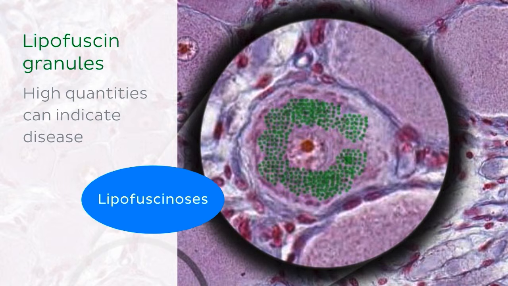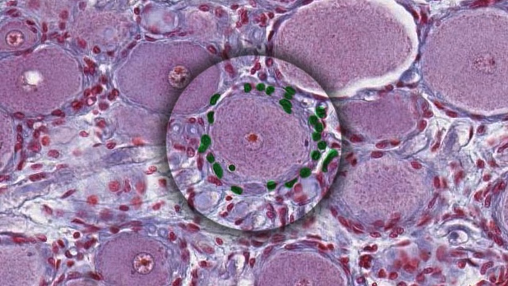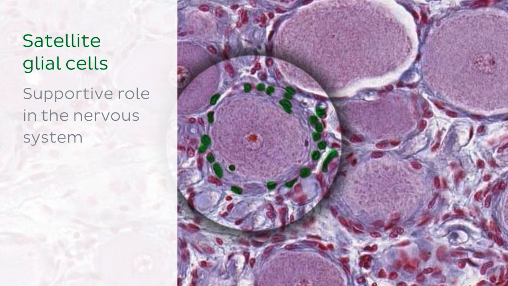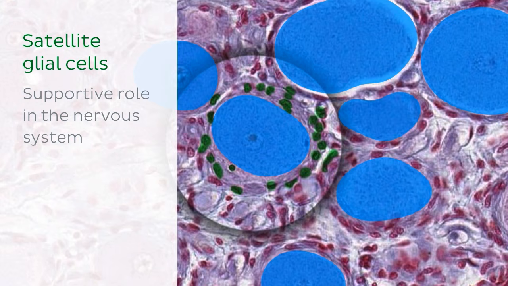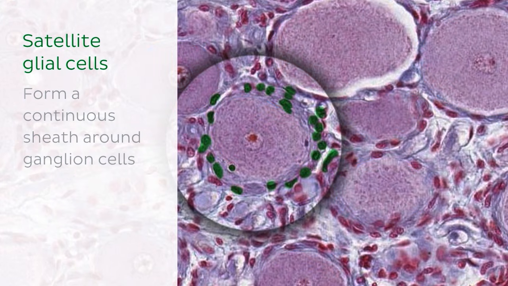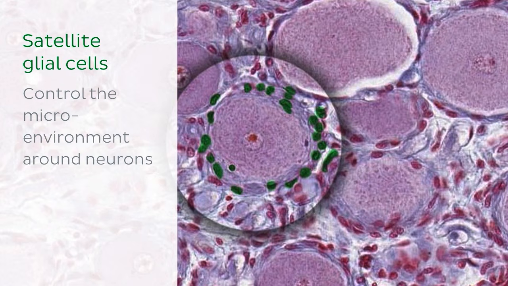Okay, so we've analysed the inside of a ganglion cell. Let's now briefly look at a cell in the ganglion that isn't a ganglion cell. Satellite glial cells, as with all glial cells, have a supportive role in the nervous system, kind of like the fans cheering on their favourite team. We can see them highlighted in this slide surrounding the ganglion cells. Satellite glial cells form a continuous sheath around ganglion cells, and they're responsible for controlling the microenvironment around neurons. However, their exact role has not really been described in detail.